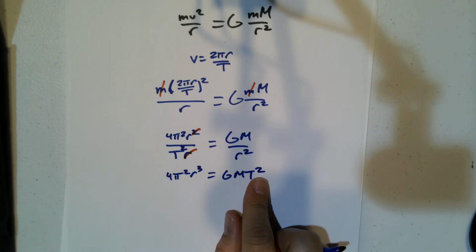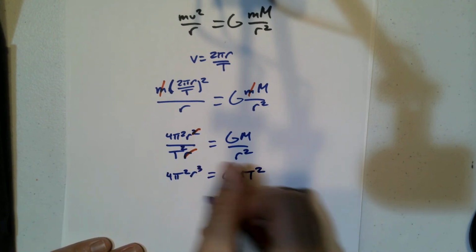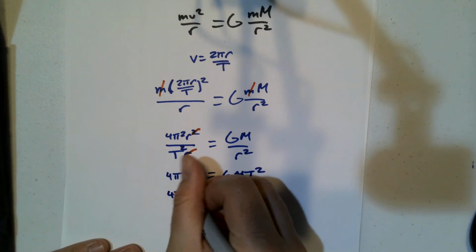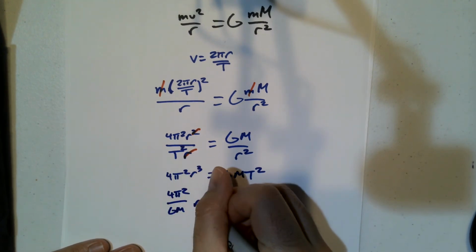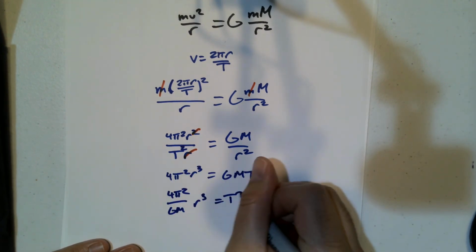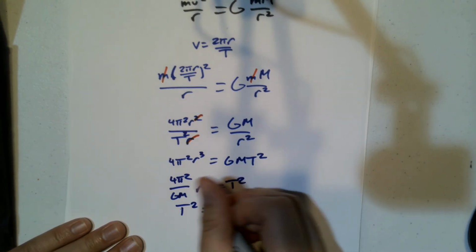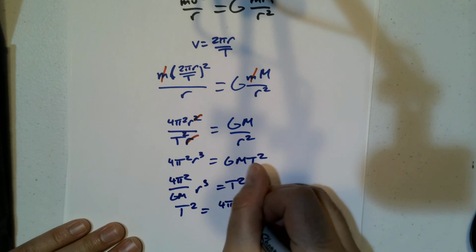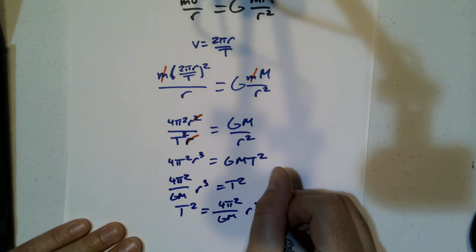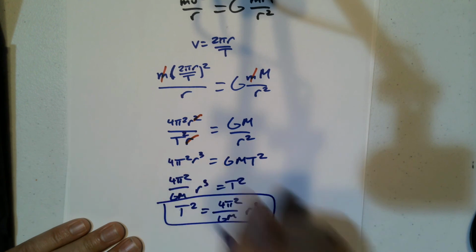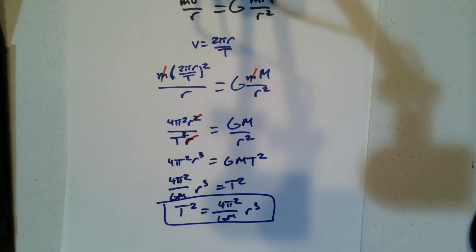Then last thing to do, let's try to isolate t squared, so let's divide both sides by GM. So I would get 4 pi squared over GM times r cubed equals t squared, and then we'll flip it around, and say that t squared is equal to 4 pi squared over GM times r cubed. And this is the expression that we want to look at. It's a nonlinear relationship between period and distance. What you should be able to say is, as r increases, t does increase, so the farther away you go, the larger your period gets.